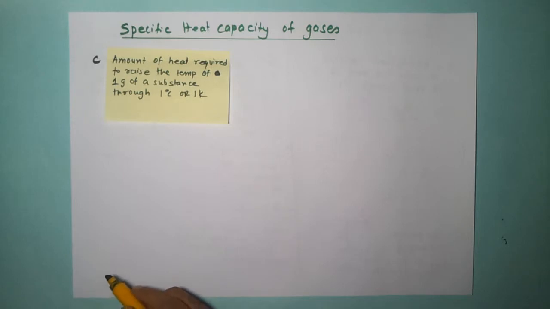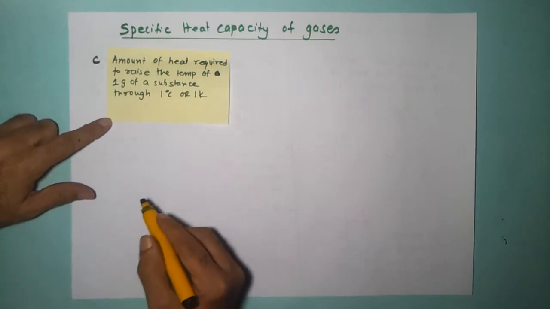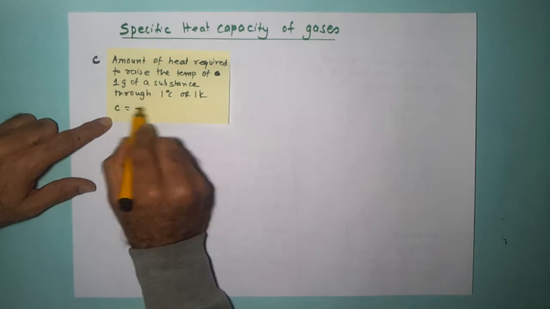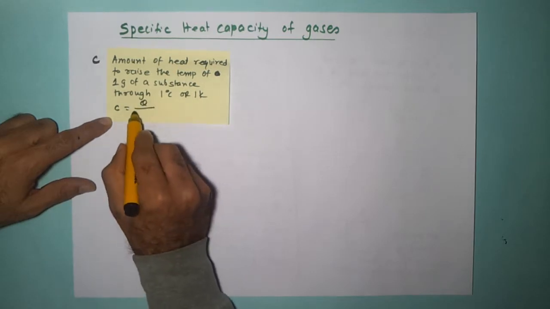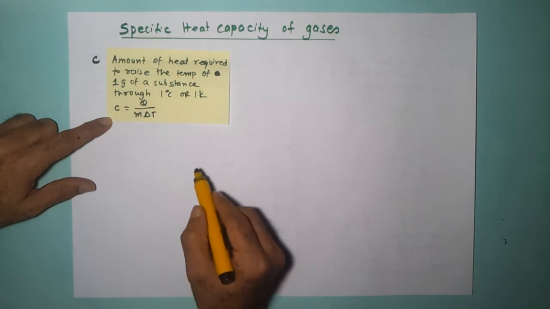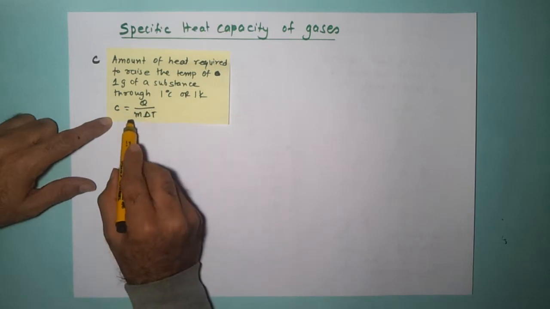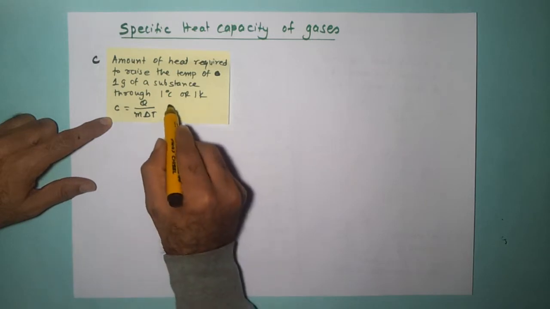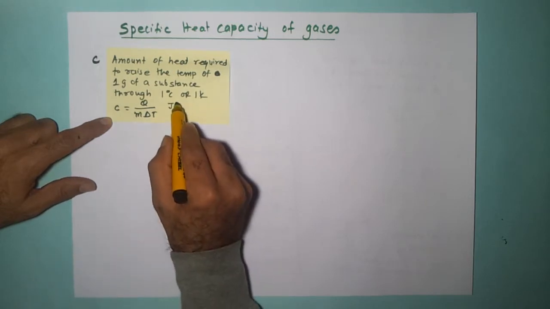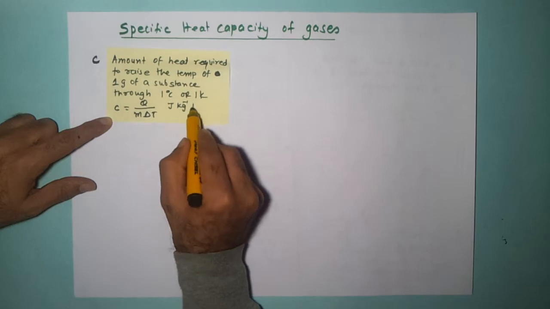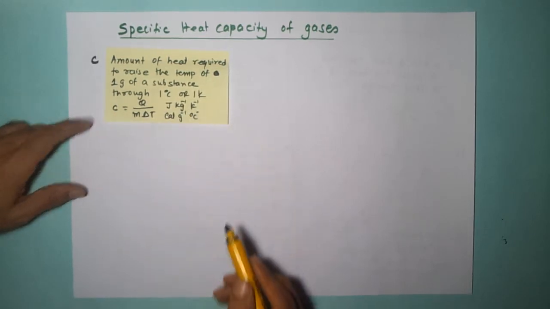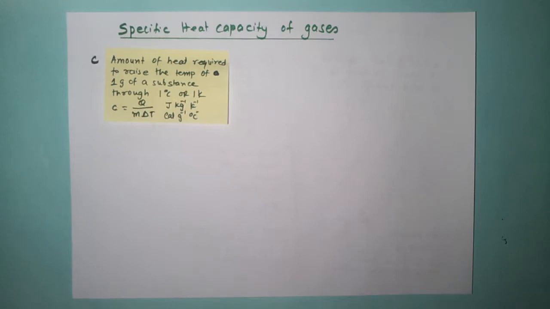So this is what is specific heat capacity in case of solids, and it is denoted by symbol C, and its equation is Q upon M delta T. Amount of heat required to raise the temperature of 1 gram of substance through 1 degree Celsius or 1 degree Kelvin, and the unit is joule per kg per Kelvin or calorie per gram per degree Celsius. These are some of the units that we use.